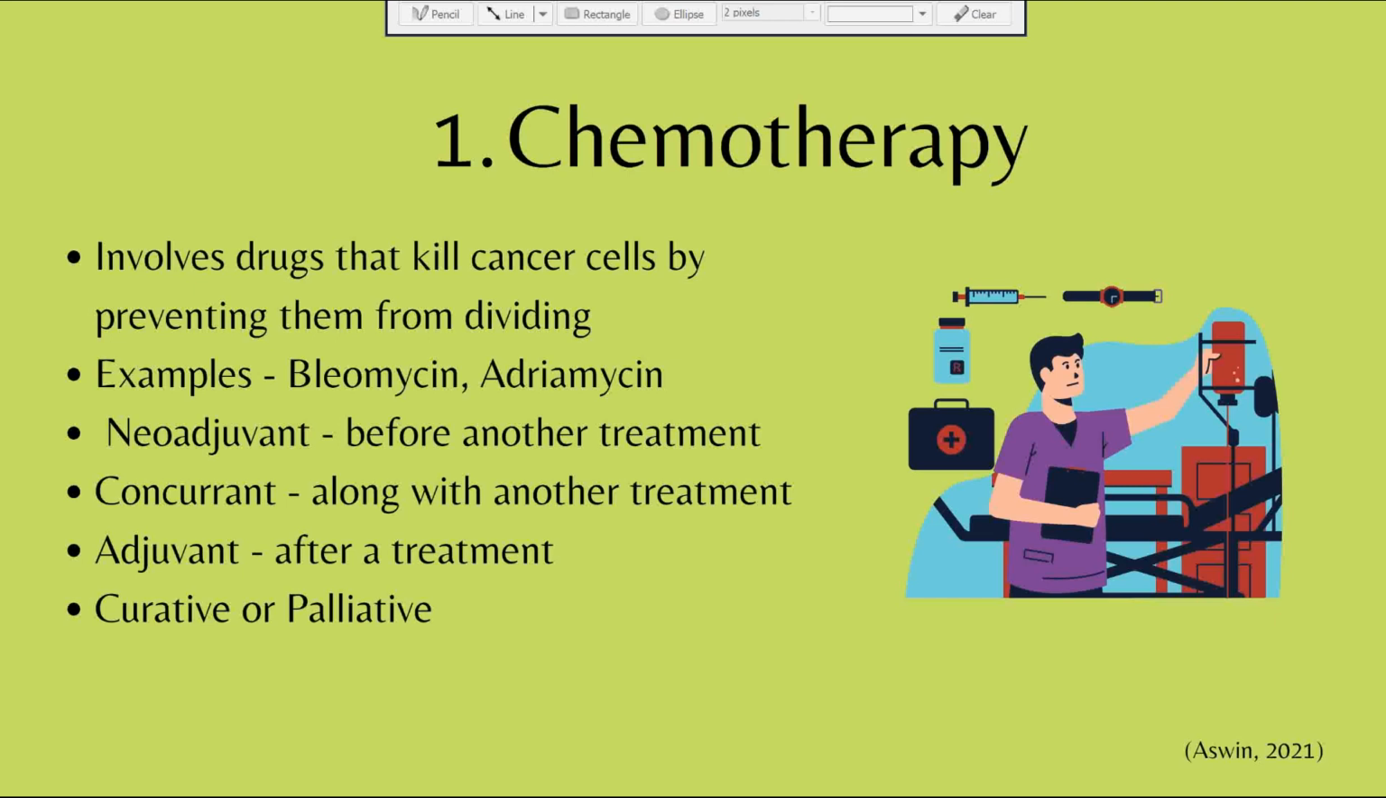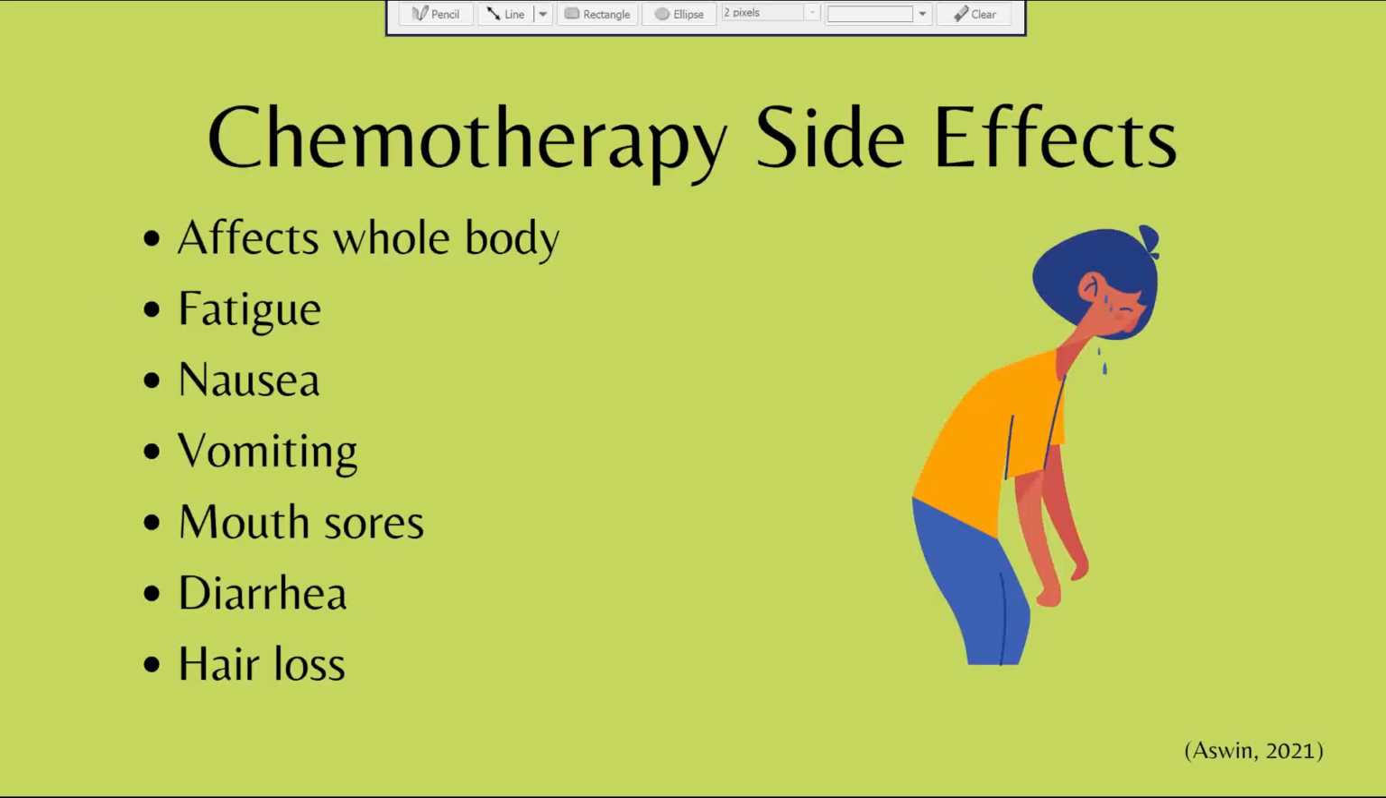Chemotherapy can be used as a neoadjuvant drug, which means before another treatment in order to shrink the tumor before surgery or radiation therapy. Concurrent means chemo is given along with another treatment, and adjuvant means chemo is given after a treatment. Since chemotherapy is a systemic treatment, it affects the whole body. Some side effects include fatigue, nausea, vomiting, mouth sores, diarrhea, and hair loss.